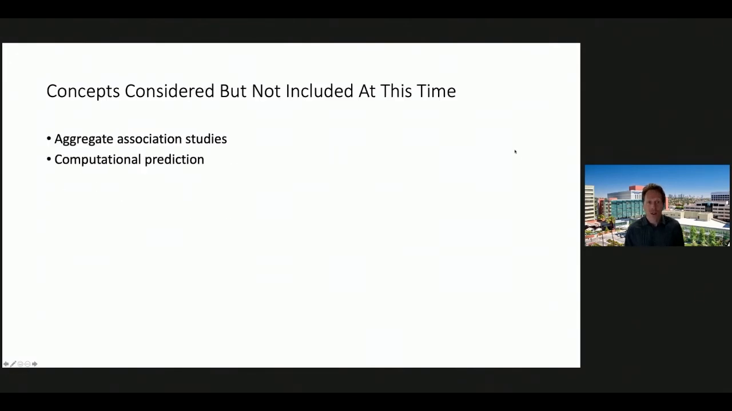And then lastly, for this risk allele framework, there were some concepts that were considered by the working group but not included at this time. That includes so-called aggregate association studies, where you're aggregating similar variants by class, for example, loss of function variants, and also computational prediction data. Next slide.